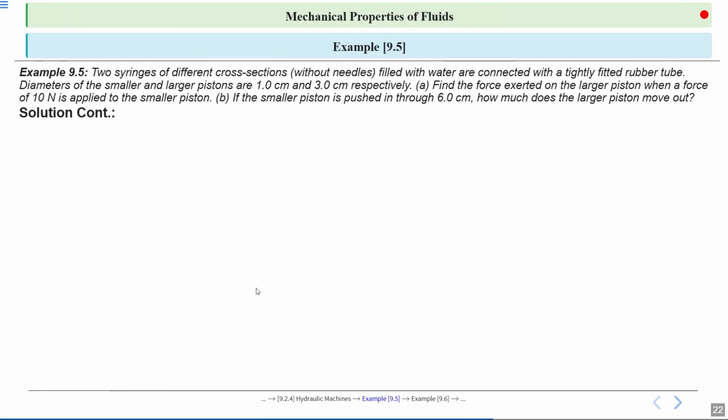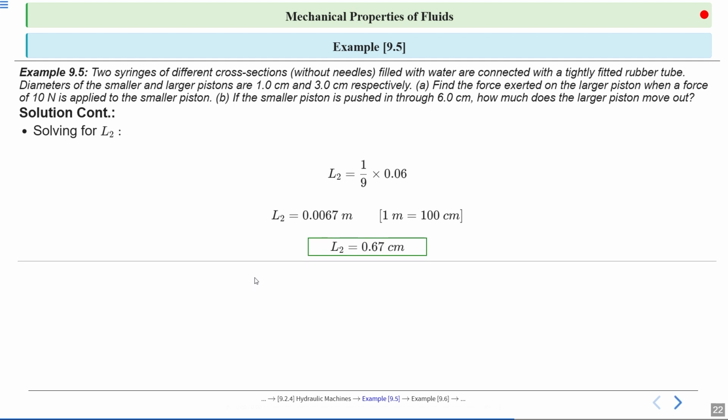So solving for L2. L2 equal to 1 by 9 into 0.06. So L2 equal to 0.0067 meter. So L2 equals to 0.67 centimeter. This shows the actual distance the larger piston moves out.